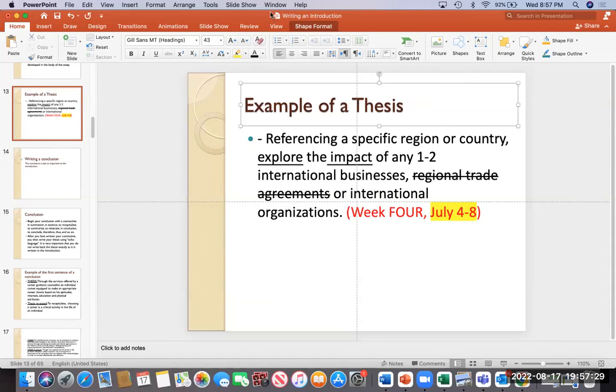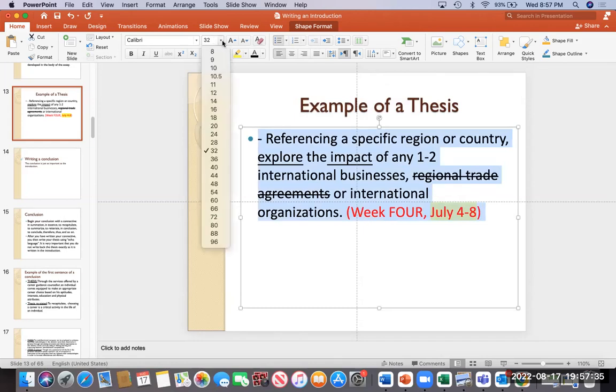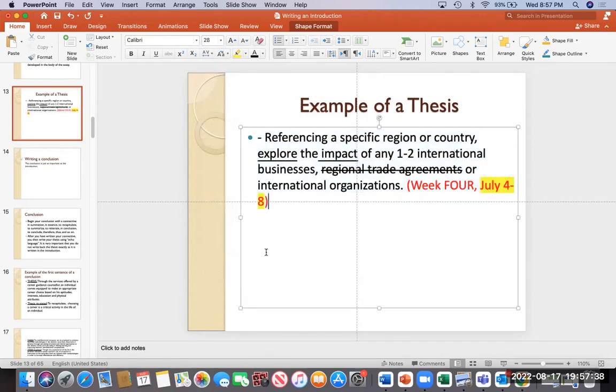Right? So you have been asked to write on this, and let me reduce the size. And now you want to write a thesis, which is the focus of the paper or what you plan to talk about. So this says, referring to a specific region or country, explore the impact of any 1 to 2 international businesses. So the key word for you to write your thesis on is what? Impact. This is the root word that you're going to use. In other words, you're going to actually put 3 impacts in your thesis statement.